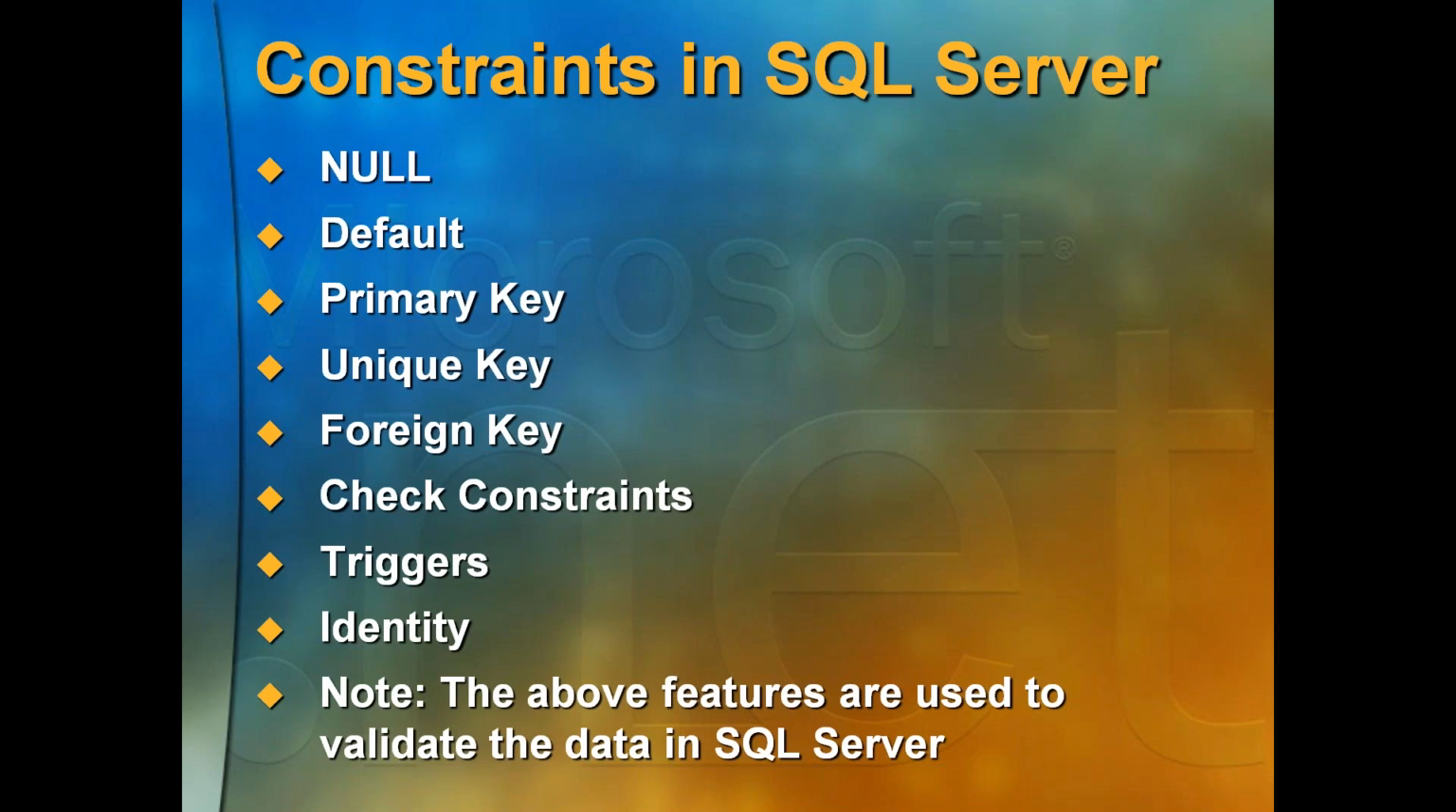Whenever data gets in, or whenever the data is being updated, whenever the data is being deleted, the validations will happen automatically. Clear? With the help of these constraints. These are called features, or people are going to be calling them constraints. So null constraint, default constraint, primary key constraint, unique key constraint, foreign key constraint, check constraints, triggers, identity. The above features are used to validate the data not only in SQL Server but also in Oracle, MySQL, Teradata. Wherever you have an RDBMS, these constraints are there to validate the data.